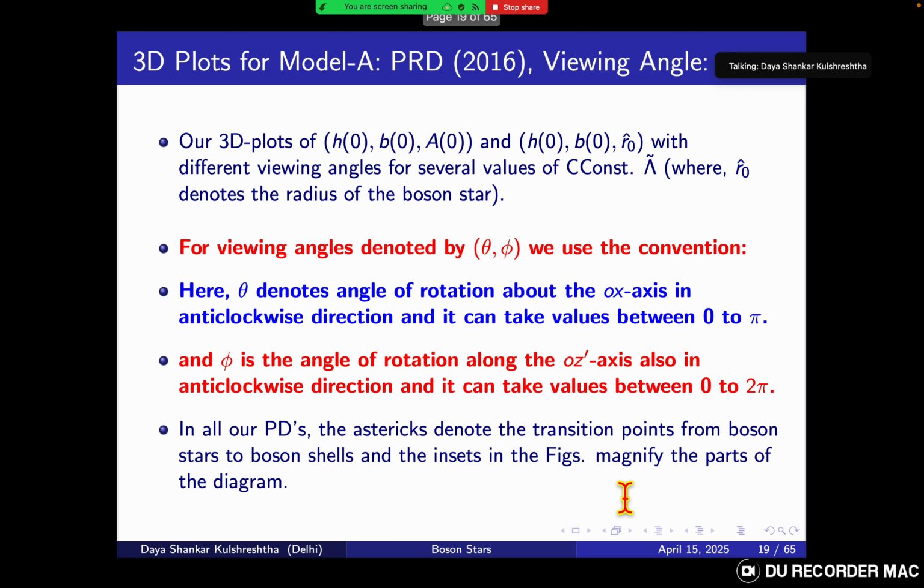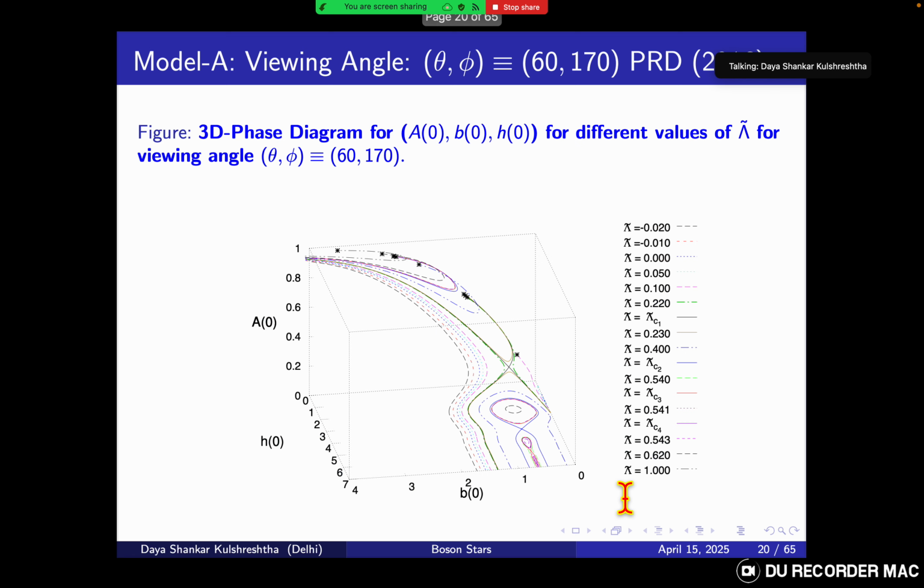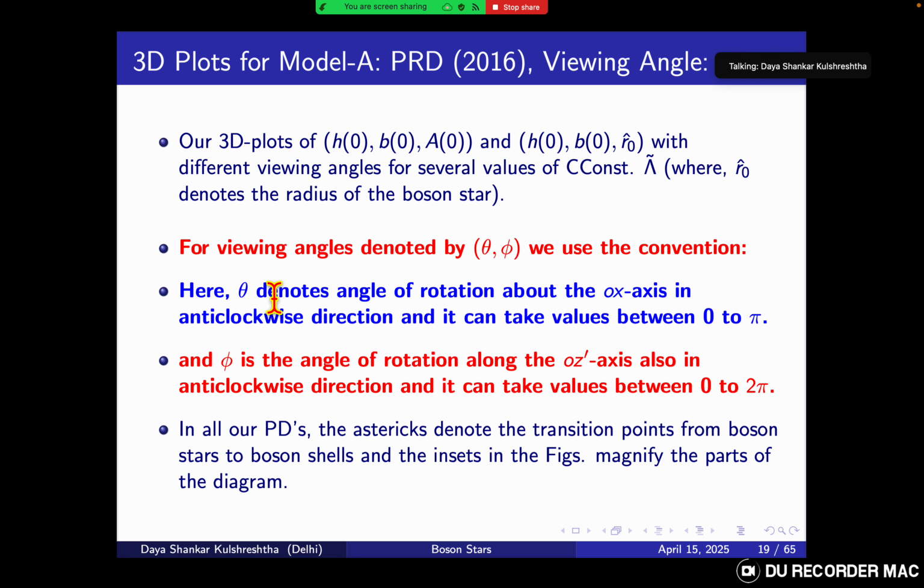After these successful results, we thought of making three-dimensional plots, and here I would like to define the viewing angle. If I look at a room from one corner, another corner, a third place, a fourth place, the room would look different. So one has to define the viewing angles, theta and phi. Theta denotes the angle of rotation about the OX axis in the anticlockwise direction, and it can take values between 0 and pi. Phi is the angle of rotation along the OZ prime axis, which is the new axis obtained after the first rotation, and it can take values between 0 and 2 pi.